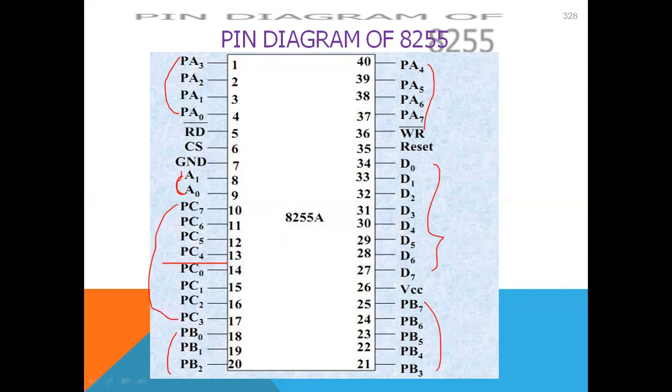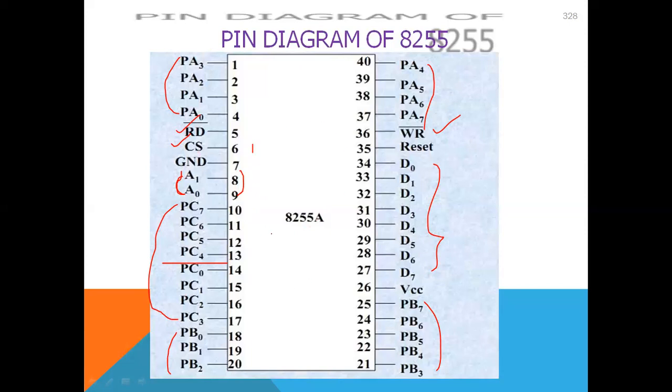There are three different modes of operation. Here we have port A, port B and port C. Based on these two selection lines, it is decided which port is enabled. One pin is used to read the data, another is used to write the data, and one is for chip select. When the chip select value is 1, only then will the 8255 interface be enabled. Otherwise, it will be disabled.